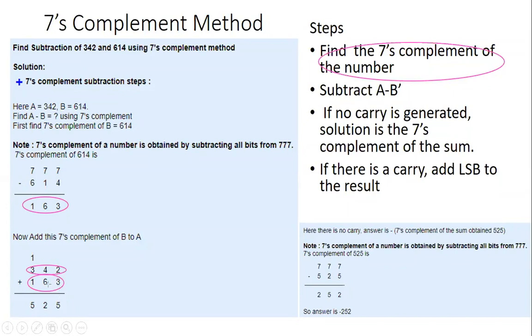3 plus 2 is 5. 6 plus 4 is 10 in decimal. But what method is this? This is the octal method. 7's complement and 8's complement clearly indicate that it is an octal method.